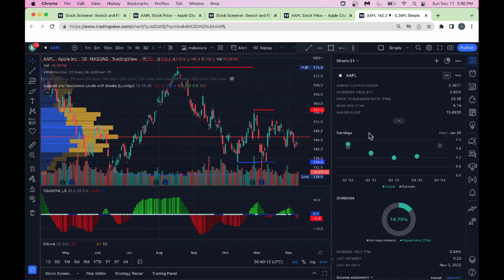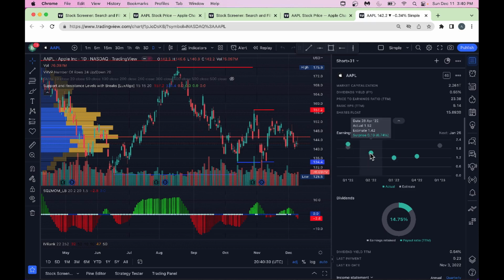If you look at the Apple here, look, if you hover over here, it tells you actual 2.1 and estimate 1.9. That tells you Apple surprised by 20 cents here on the earnings per share, or 10.58%. That's a great indication that Apple is doing very well. They're surpassing analyst estimation when it comes to earnings per share.